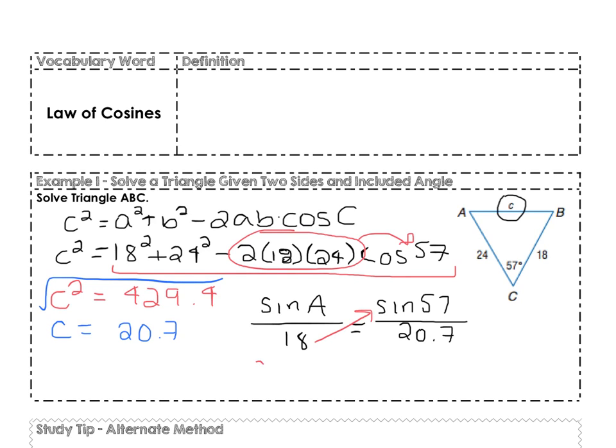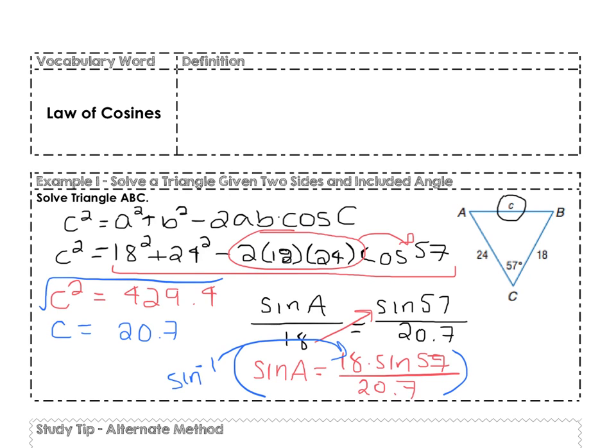Multiply both sides by 18, so sine of angle A is equal to 18 times sine of 57 over 20.7. Next, take the sine inverse of both sides, and when you take the sine inverse of this big, long expression, you get that angle A is approximately 47 degrees. Now you can use your rules of triangles because you have two angles, and we need our total to add up to 180 degrees, letting us know that angle B is 76 degrees.